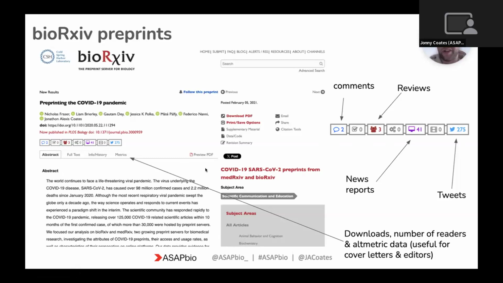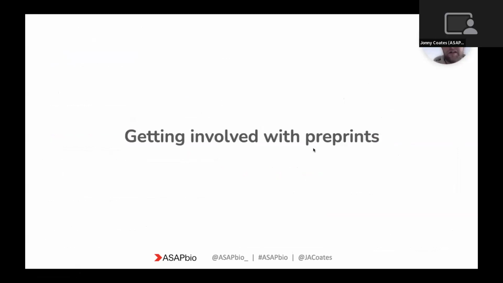There are a bunch of other things on here that I'm not going to go through, but I would suggest taking a look at bioRxiv if you want to have a look at a preprint server. And so that's a quick overview of the current issues and preprints more generally. Next week we'll go into the current landscape of preprints a lot more in depth. But if you want to get involved with preprints, you want to get started now, the next 3 slides are kind of how you would do that.